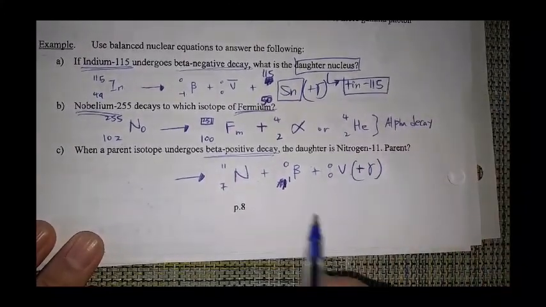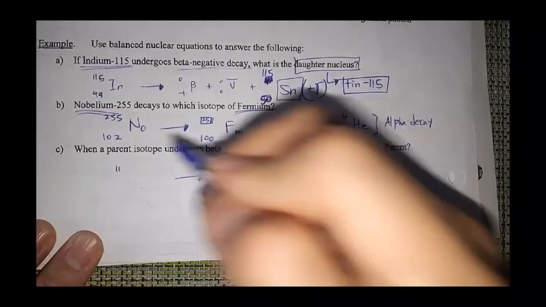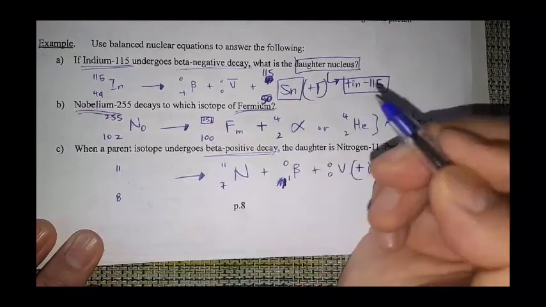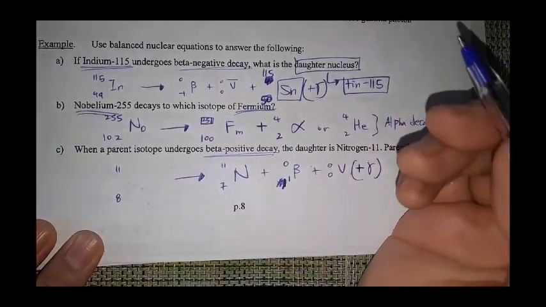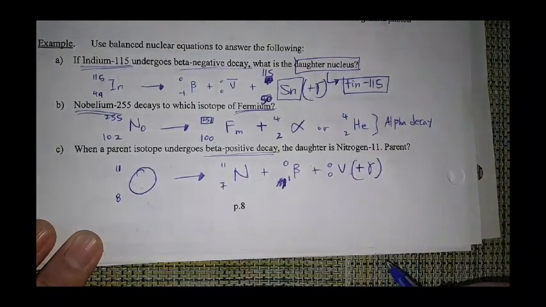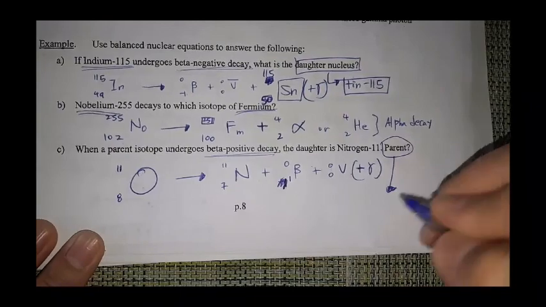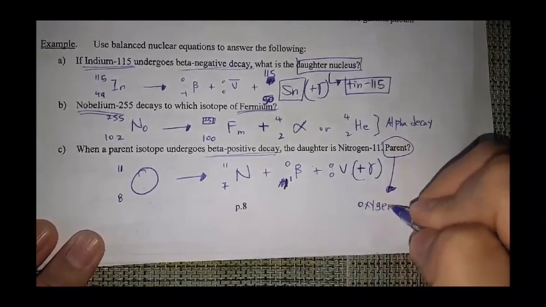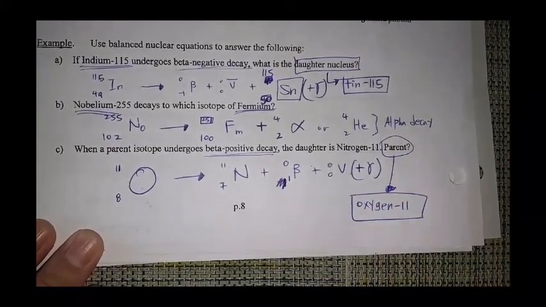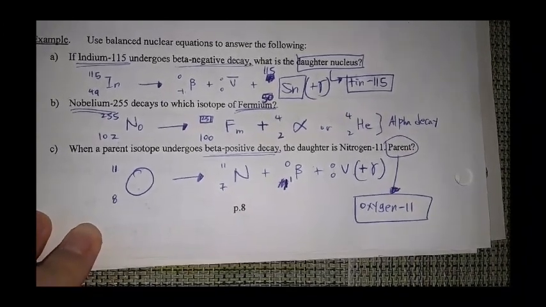That's what we have. Now, we just need to add the bottom number and top number. The top number is 11, the bottom number is 8. So that's just one more right of nitrogen, which is oxygen. So my parent nucleus turned out to be oxygen-11. That's what you need to do, folks.